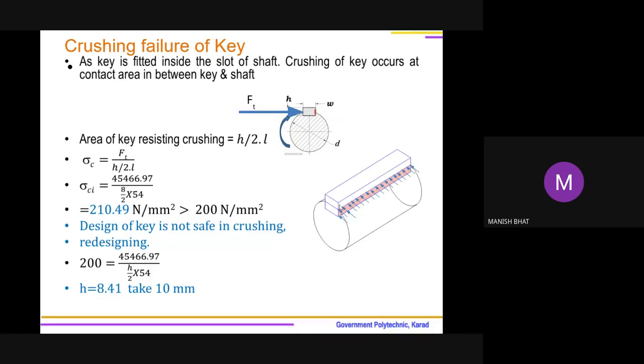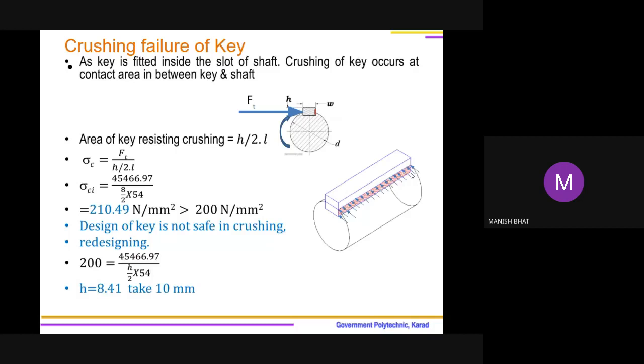So how can we find it? Height of key is h by 2. I'm sorry, height of key is h. So this will be h by 2 and length will be L. So the resisting area is the contact area, which is h by 2 into L. We have selected h and L empirically. Let us find out how much crushing stress is induced. Strength equation is sigma c is equal to Ft upon h by 2 into L. So induced crushing stress will be 210.49 Newton per mm square.